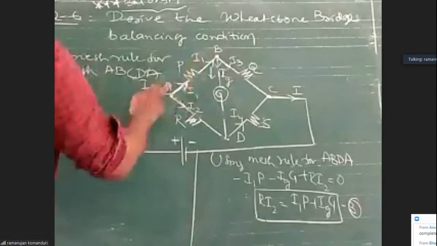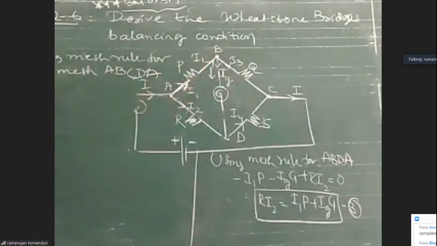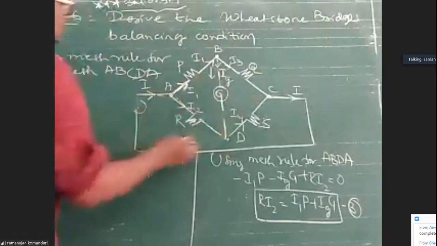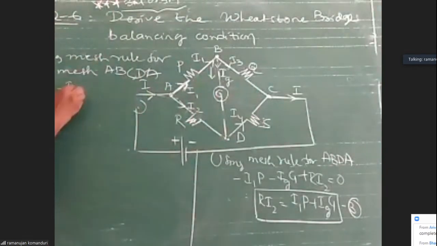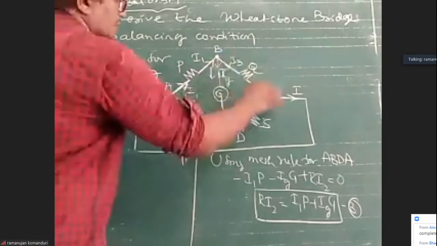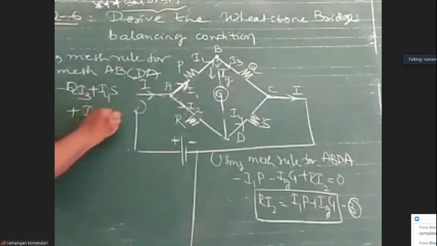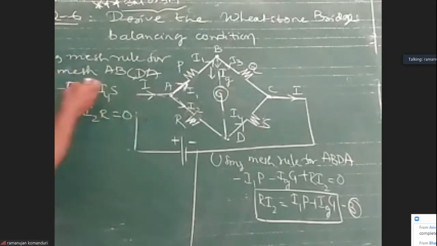Then from A to B it is minus I1 P. Next minus Q into I3, because I am traveling with the current. The current is traveling against me, so plus I4 into S, plus, because here also the current is coming against me, I2R is equal to 0. So from where I can write this as I4S or P I1 plus Q I3.